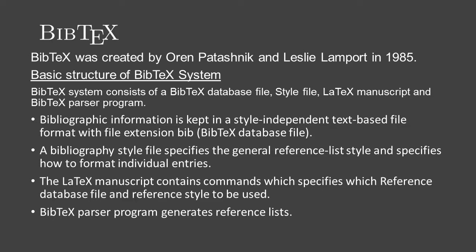Now let us see how the BibTeX system is organized. The BibTeX system consists of a BibTeX database file, style file, LaTeX manuscript, and BibTeX parser program. Bibliography data is kept in a style-independent text-based file format. The file extension of such files is .bib. This file is commonly referred to as the BibTeX database or simply the bib file.